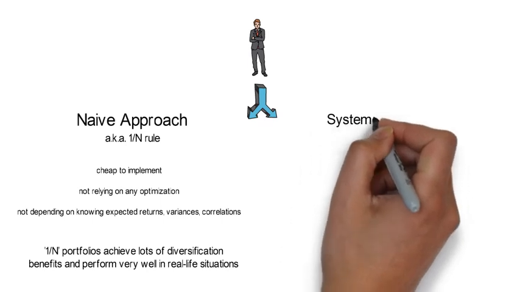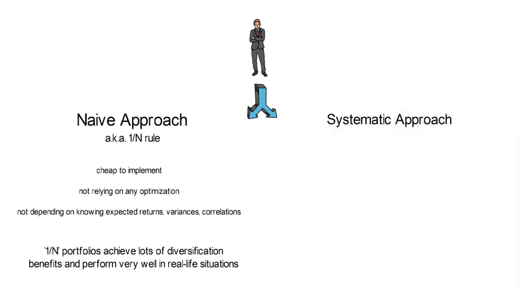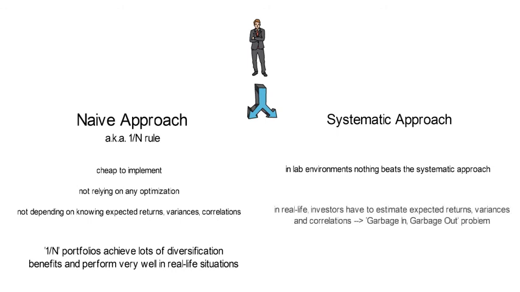The second approach to diversification is a systematic approach that follows the 1990 Nobel Prize procedure of Professor Harry Markowitz. In a laboratory environment, nothing beats the systematic diversification approach. But in real-life situations, investors have to estimate expected returns, variances, and pairwise correlations, which makes the approach fragile to the garbage in, garbage out problem.